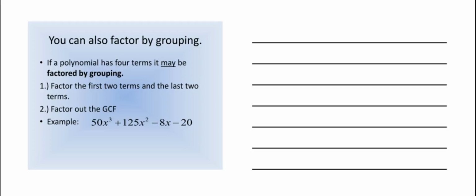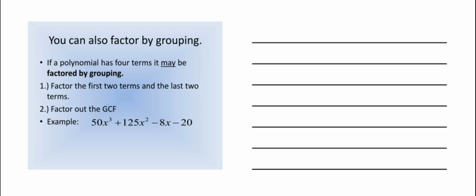We can also say that you are able to factor by grouping. Do be aware, it's not very common. If a polynomial has 4 terms, it may be factored by grouping. 1. Factor the first 2 terms and the last 2 terms. 2. Factor out the greatest common factor, the GCF.